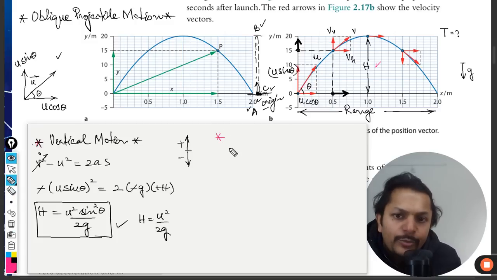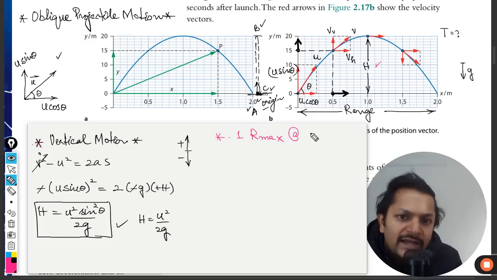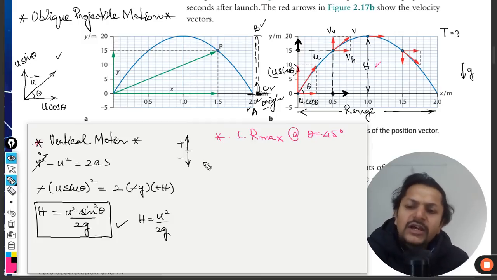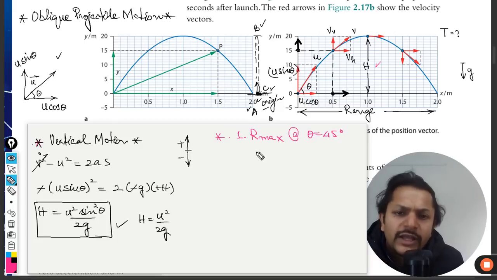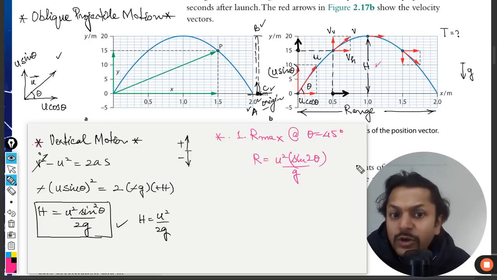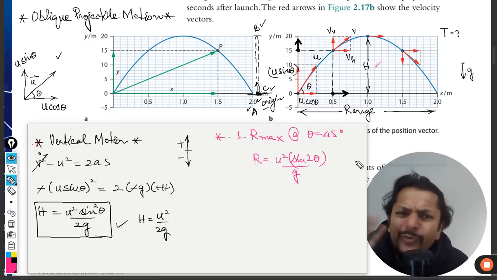Okay, so point number one: the range is found to be maximum at theta equal to 45 degrees. How? We don't care about that because calculus is not in your syllabus, but otherwise we can use this also: the range is equal to u square sine 2 theta divided by g. To maximize this, sine 2 theta should be equal to 1, but we don't care about that. No problem, you can just remember it as theta is 45 degrees.